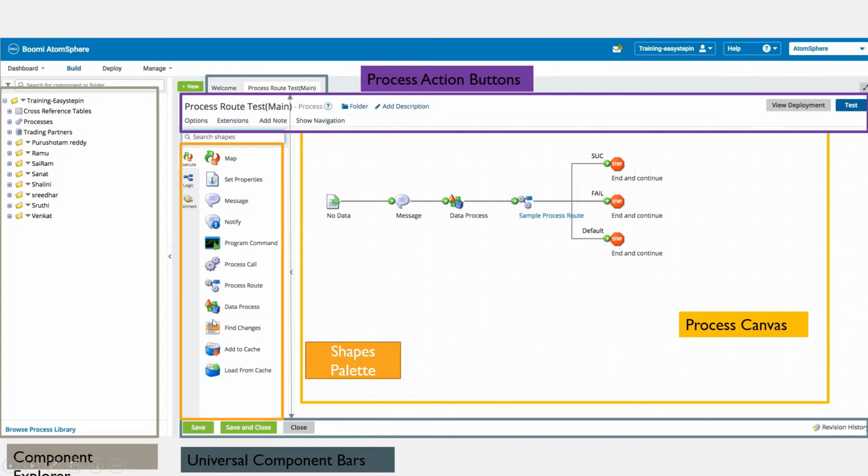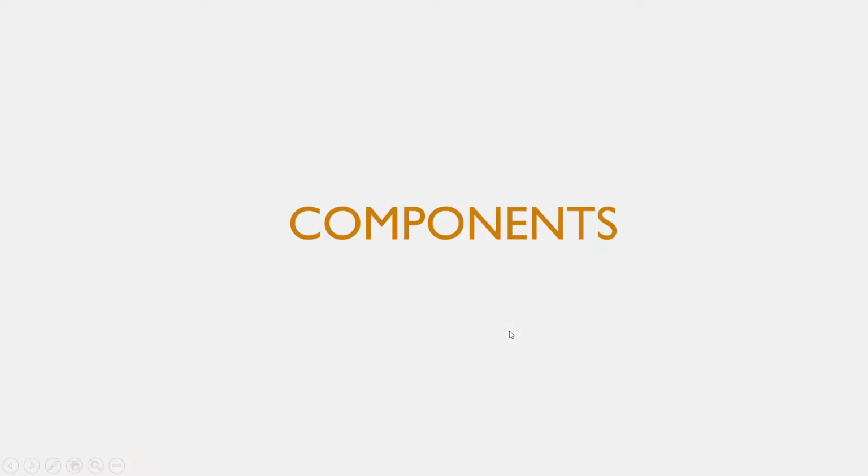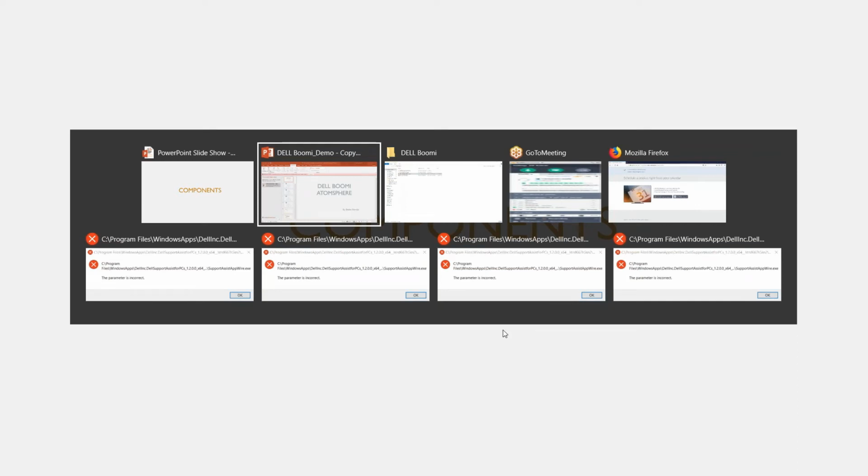These are the inbuilt components we are talking about. They are called the shapes palette, right? This is the component explorer, and this is called the process canvas. Right? So let's now see how we are going to log in.